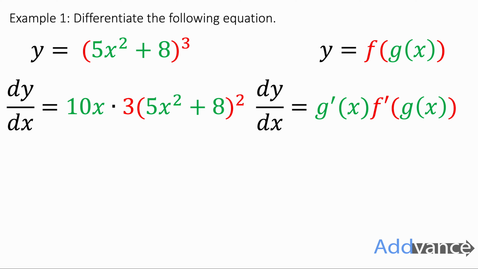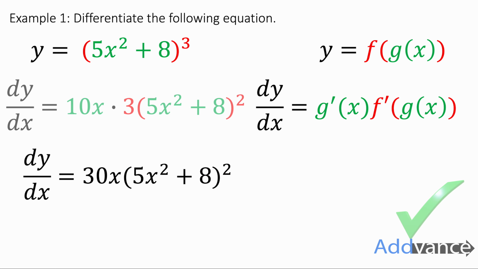I'm assuming you know how to differentiate powers and simple functions because you're watching this video. If you're not perfectly happy with differentiating normal functions, you should watch my video on differentiating powers before we continue. I will link that in the description. We can simplify this to the 10x times 3 becomes 30x and we've finished. That is the chain rule done.